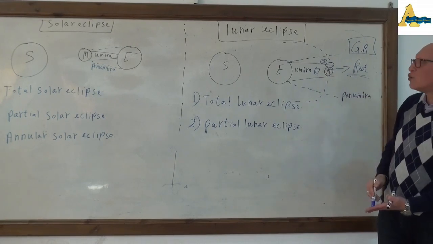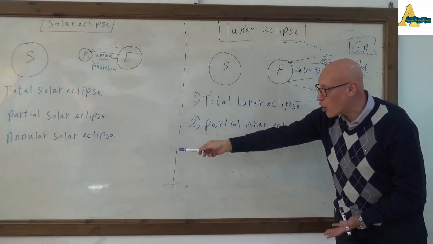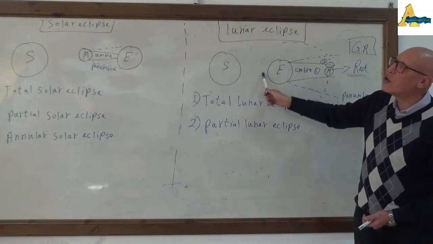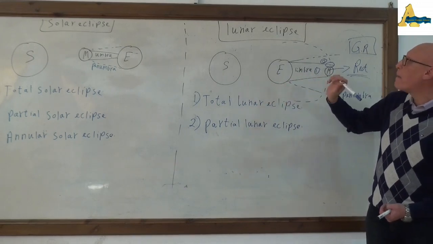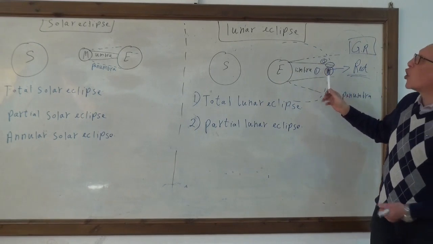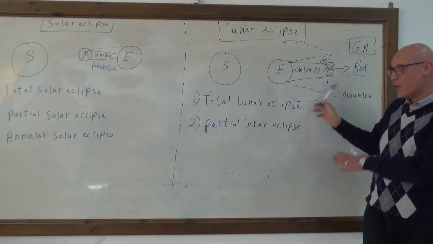I'm going to say one more time. We have annular solar eclipse, but we do not have annular lunar eclipse. Give reason: because the earth is greater than the moon, so it blocks all the sunlight from reaching the moon.